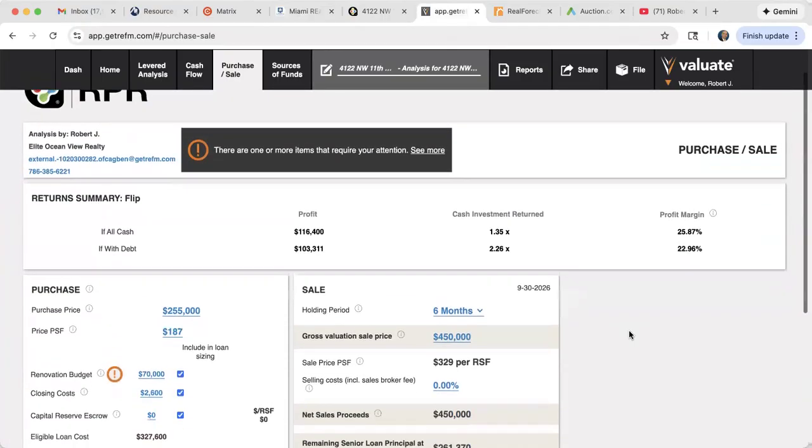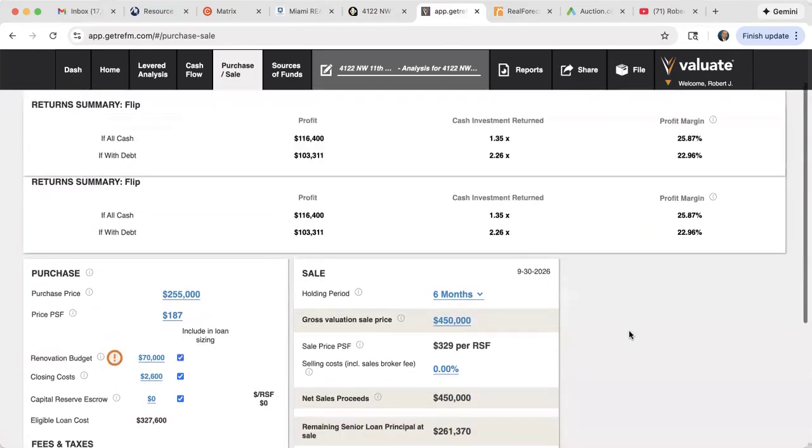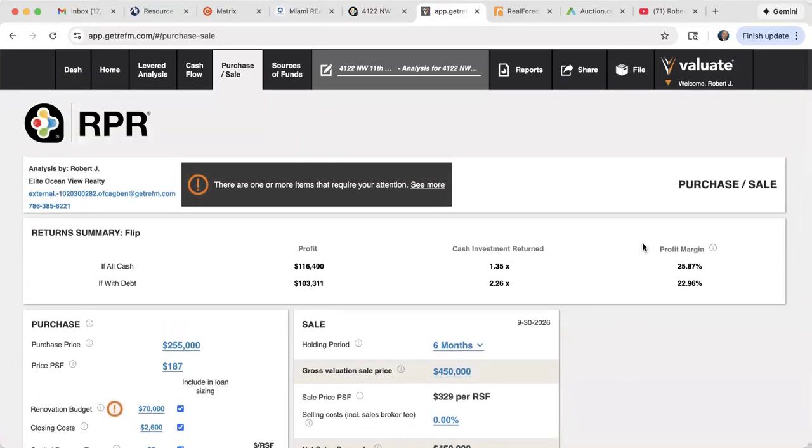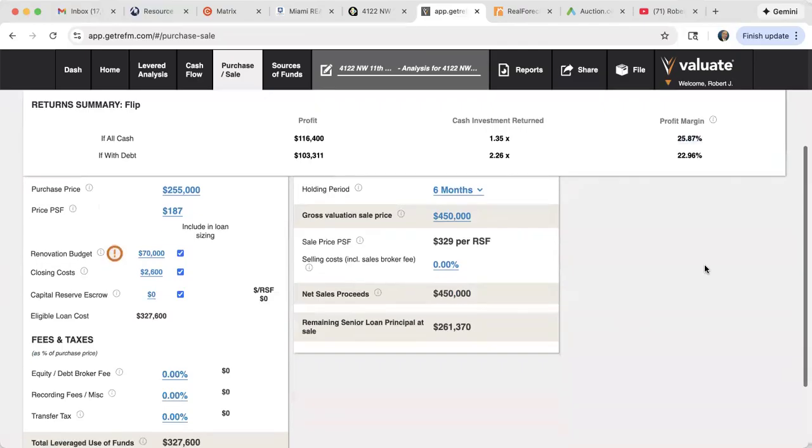All right, so as it stands, we're looking at a 22.9% return if you purchase the property with a hard money lender. If you are buying the property in cash and financing everything yourself, you stand to make almost 26% return on your investment. But wait, there's one last thing.